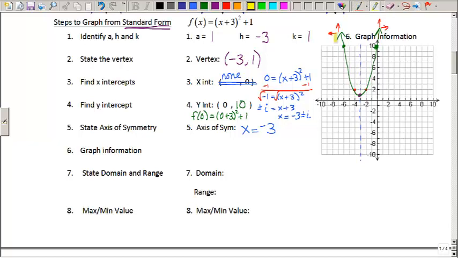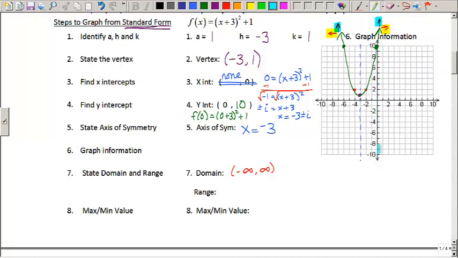I'm looking for the domain. My arrow says I'm going left forever, and I'm also going right forever. So that tells me that my domain is going to be all real numbers, negative infinity to positive infinity. Well, my range goes up forever, although it does not go down forever. How low can it go?